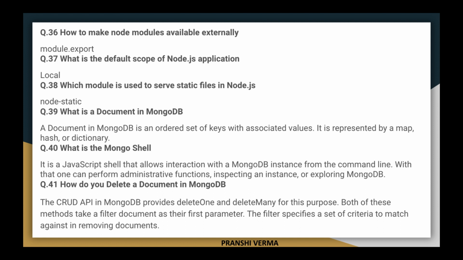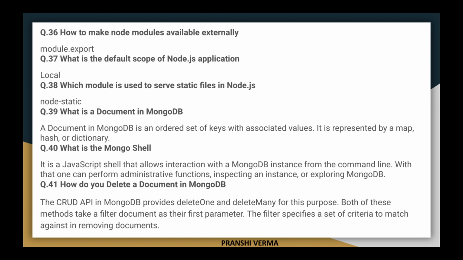Next question is, which module is used to serve static files in Node.js? Answer is in Node.js. The built-in FS file system module can be used to serve static files by reading files from the file system and sending them as responses to HTTP requests.